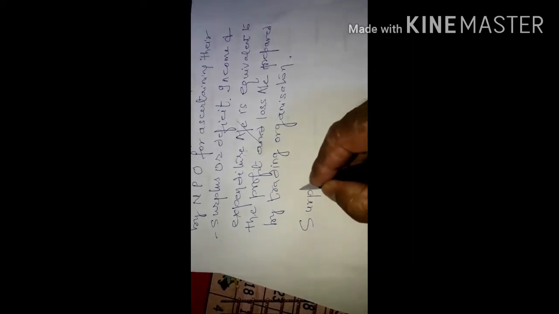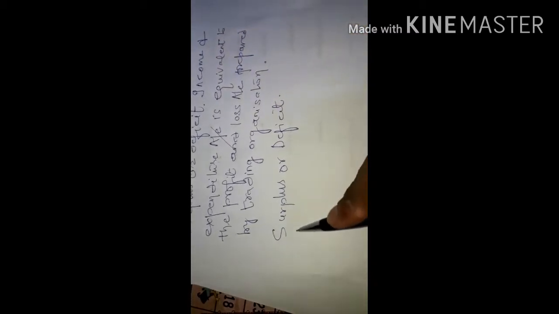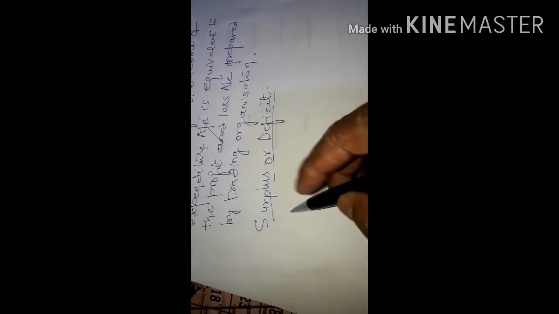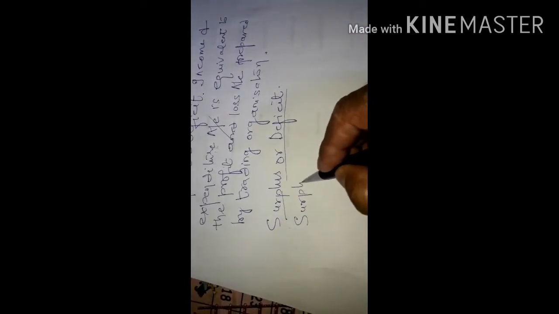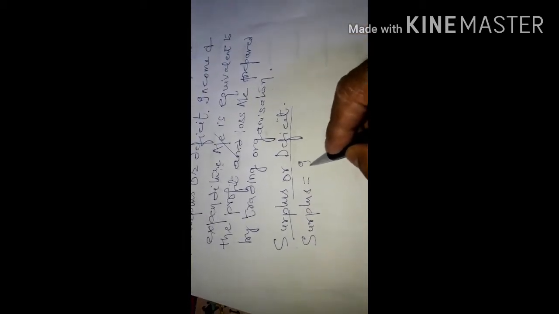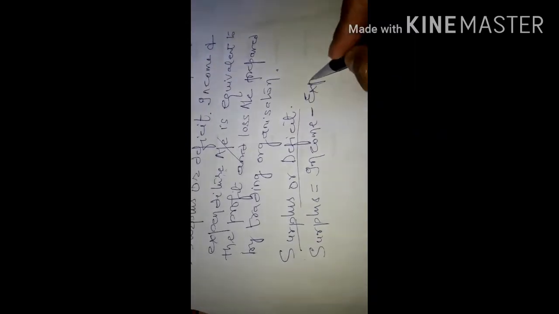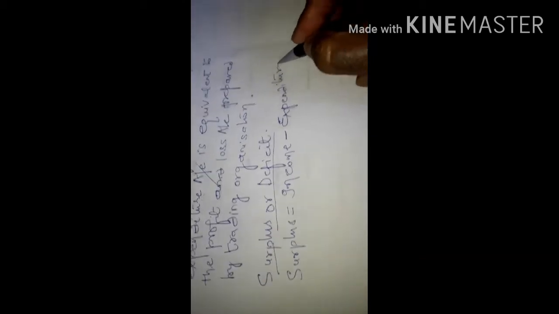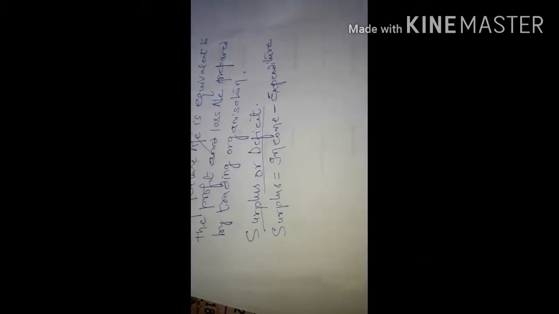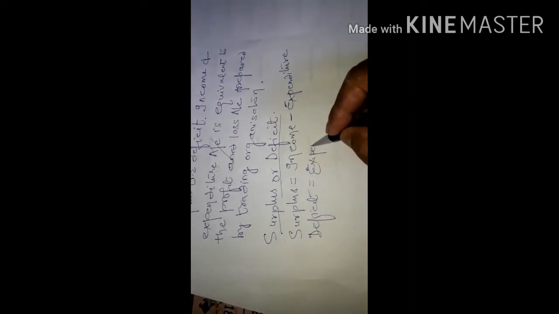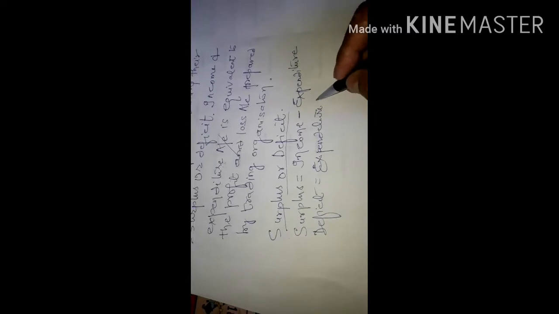Now, what is surplus or deficit? Surplus is equal to the difference between income and the expenditure of the non-trading concern, and deficit is the difference between the expenditure and income of the non-trading concern.